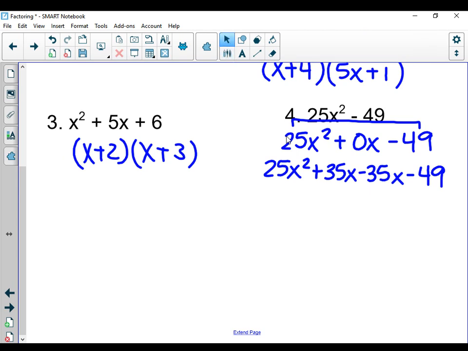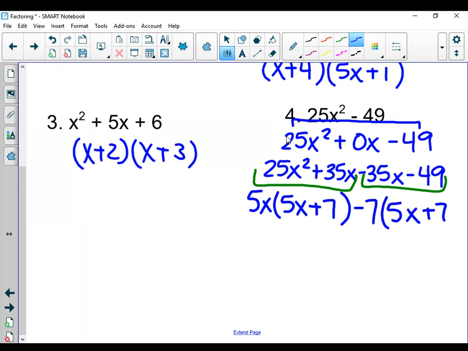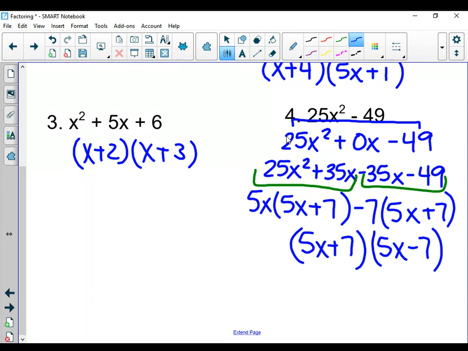And I can factor by grouping. This is 100% the long way of doing this problem, but I'm showing you, you can do every single factoring problem the same way. So here I'm going to take out a 5x. I'm left with 5x plus 7. I'm going to take out a negative 7. I'm left with a 5x plus 7. So 5x plus 7 and 5x minus 7. When our answer plus or minus 7 fits.